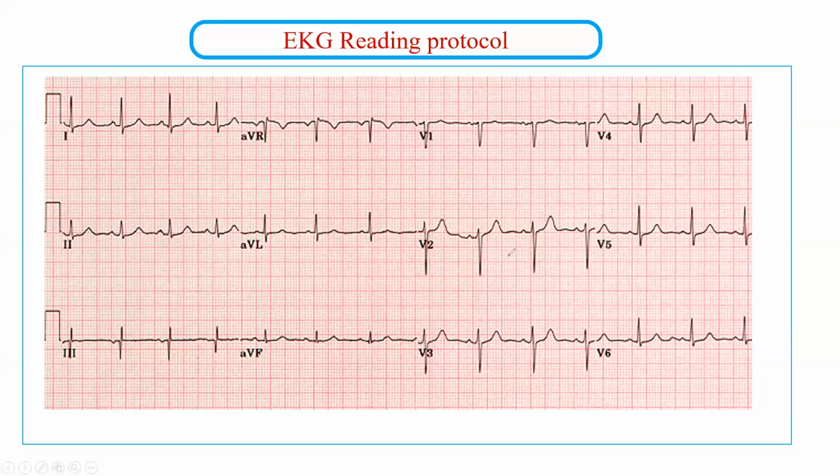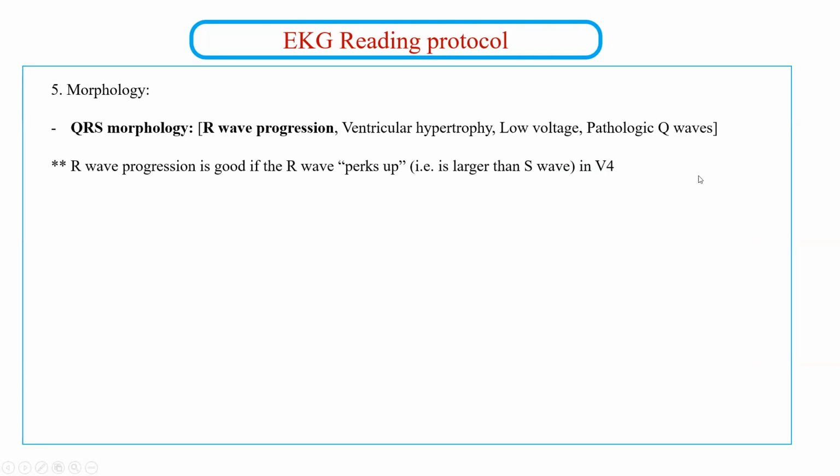Normally speaking, by the way, this is normal. In V1, the R wave is very, very minimal, very tiny. After that, it starts growing in V2, grows more in V3, and in V4 it will be greater than the length of the S wave. If you measure it, it's at least slightly longer than the S wave. So this is good R wave progression. Always in the EKG, we look at the R wave progression in V4.